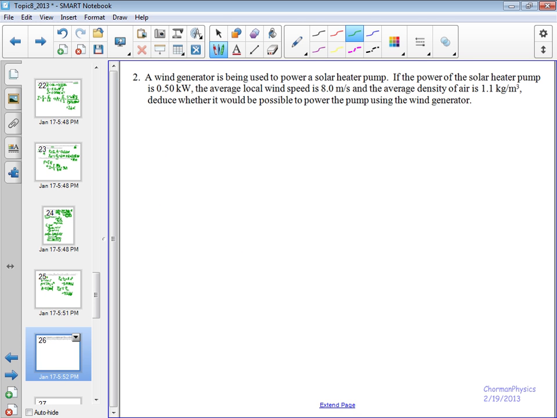Okay. Number 2, we have a wind generator. It's being used to power a solar heater pump. Okay. So this is more of a local scale, right? So if the power of the solar heater pump is 1/2 kilowatt and the average local wind speed is 8 meters a second, and we have the air density there, we want to deduce whether or not it's going to be possible to power the pump using the wind generator. So if we look at the equation here that we use to figure out the power, power equals 1/2 rho times the area times v cubed. Okay, so we have the power that we need, we have the wind speed, we have the air density. So the only thing we're left with here is the area.